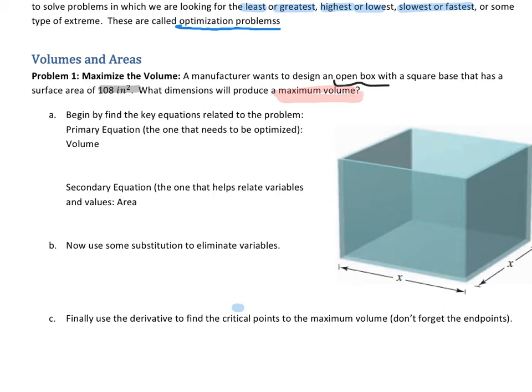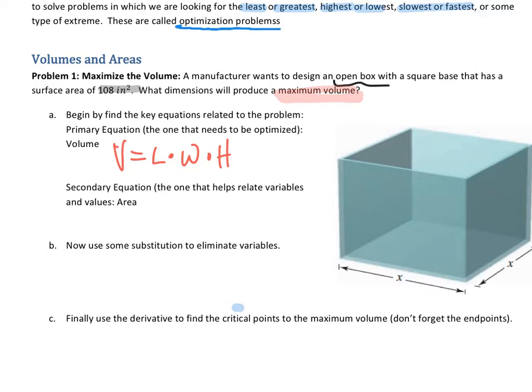Here are some steps. We're going to start by finding some key equations that relate to the problem. So we've got a primary equation. That's the one that we want to optimize. What are we really going for? In this case, we're going for maximum volume. We know the volume of a rectangular prism is length times width times height. If you have other shapes, you've got base times height in general.